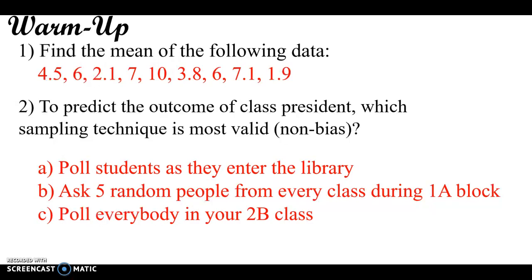So A: poll students as they enter the library. B: ask 5 random people from every class during 1A block. Or C: poll everybody in your 2B class. What do you think? Which one seems best? B, I'd agree with that.